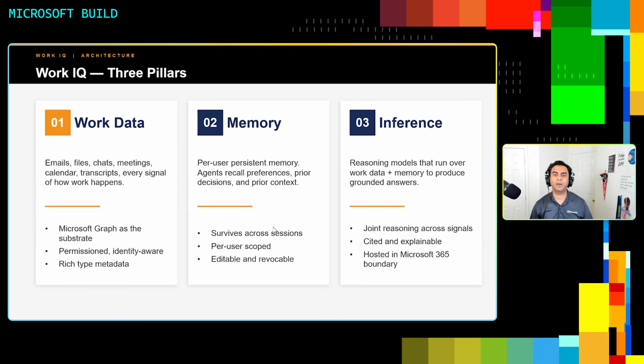It also has memory, and that memory is on a per user basis. It's persistent memory. That means it's going to remember the previous conversation that you had. It also remembers the previous interactions you have had. It also has its own inference engine as well.